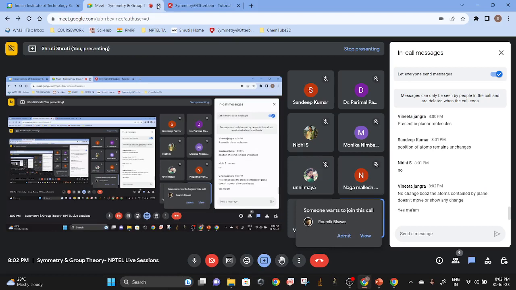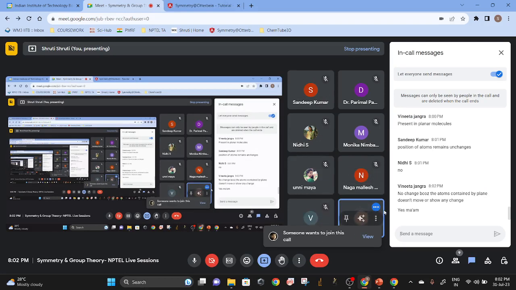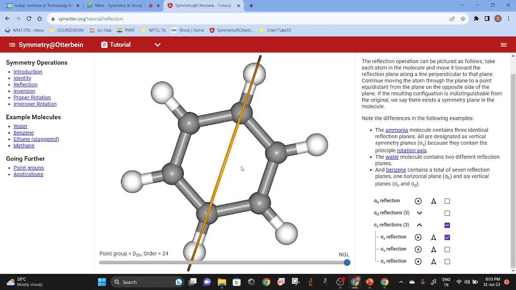No change, because the atoms contained by the plane do not move or show any change. That is true. Correct, Vinita. Now see the sigma V reflection. One is this one. You can now visualize, right, that it is reflecting like a mirror, the left half to the right half.